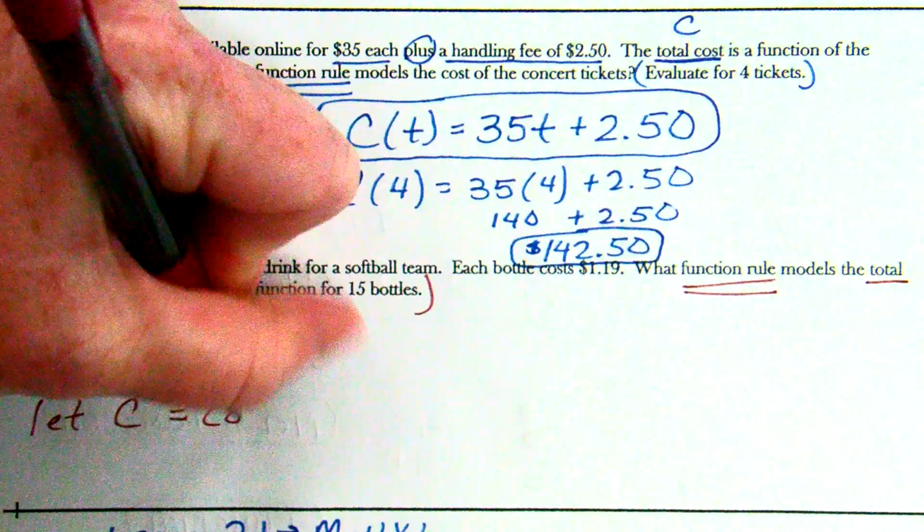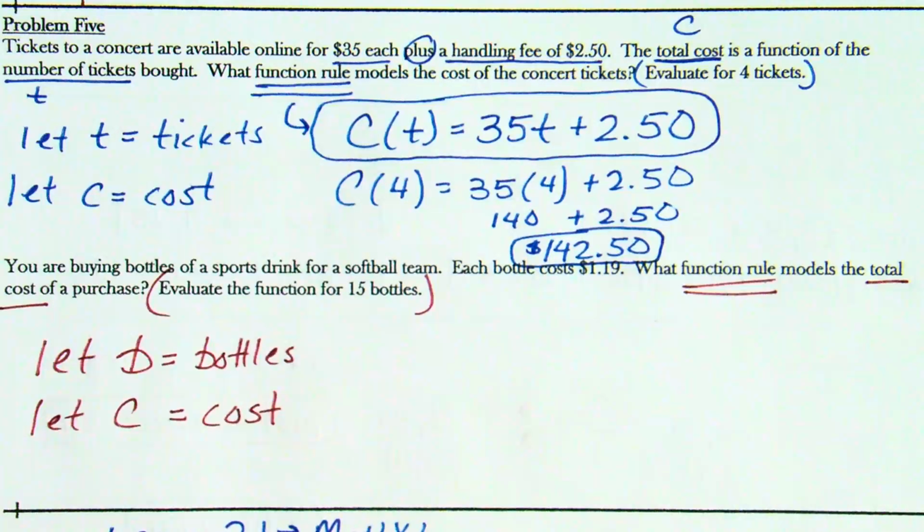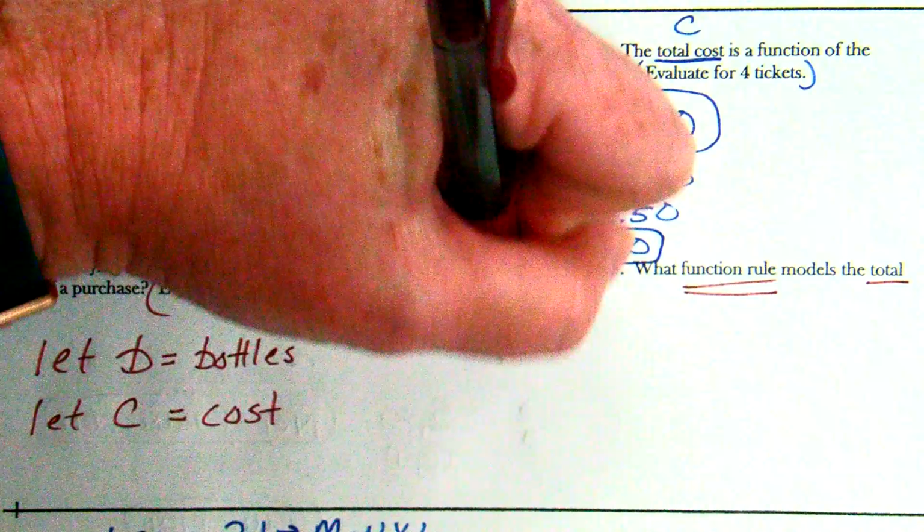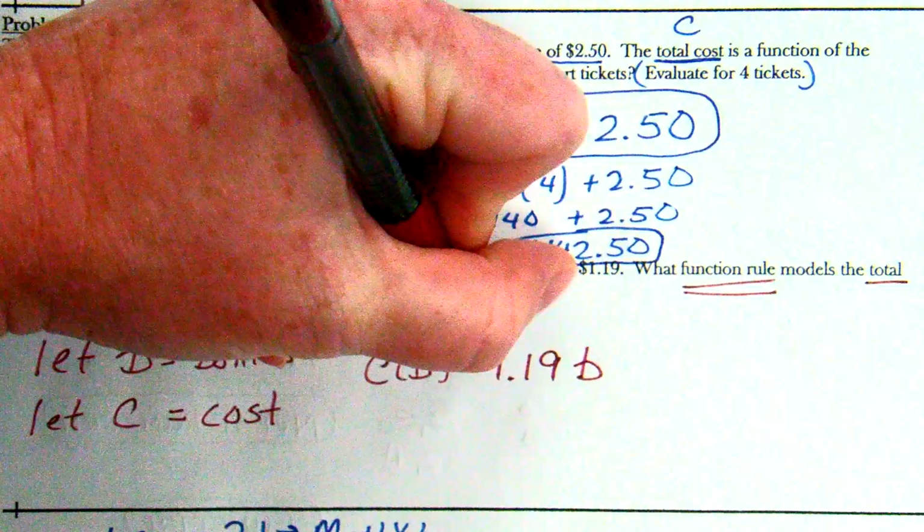Okay, with that in mind, how do I find the total cost? Each bottle is $1.19. For my function rules, how many bottles am I buying? Not yet. I said B. Okay. So we're doing 1.19 times B. Are there any other costs involved? No. So that's going to equal your cost, your C. So I'm going to say C of B. If you just want to say C, you can. That is my function rule.